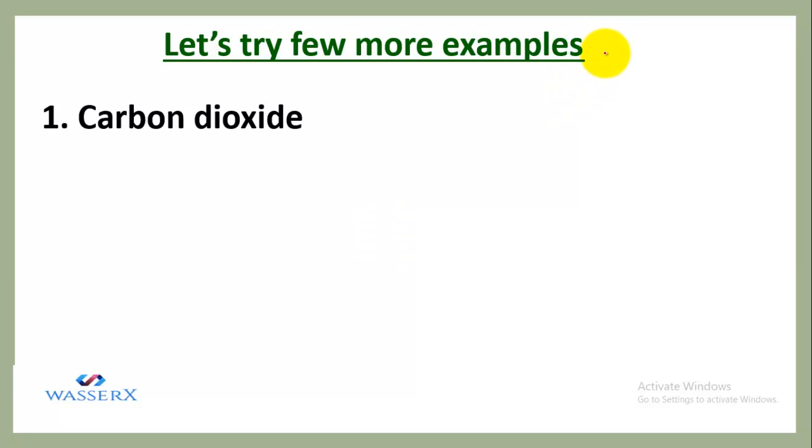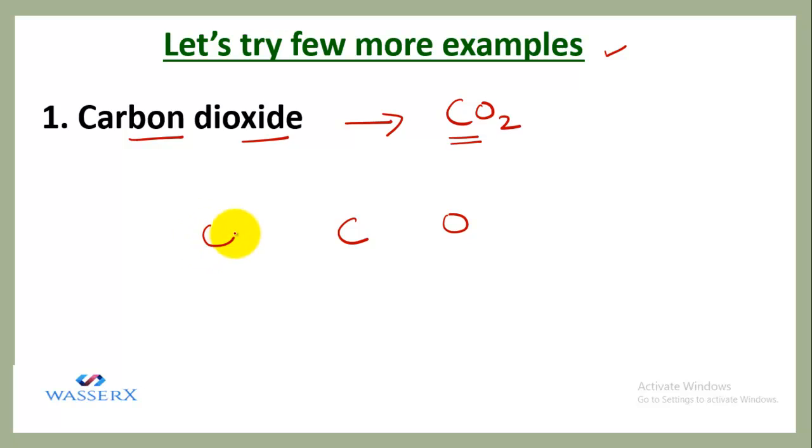Let's try a few more examples. Let's take carbon dioxide. We know that the formula for carbon dioxide is CO2. So let's write the combining atoms first. I'll arrange these atoms with a central atom. So I'm going to put this carbon in the middle, and I'm going to arrange these 2 oxygen atoms at extreme corners in this kind of geometry. This kind of geometry is called linear geometry because it will form a line-like structure.